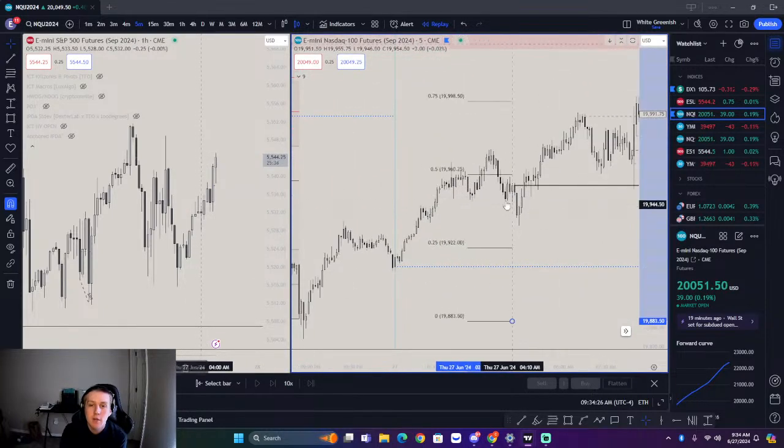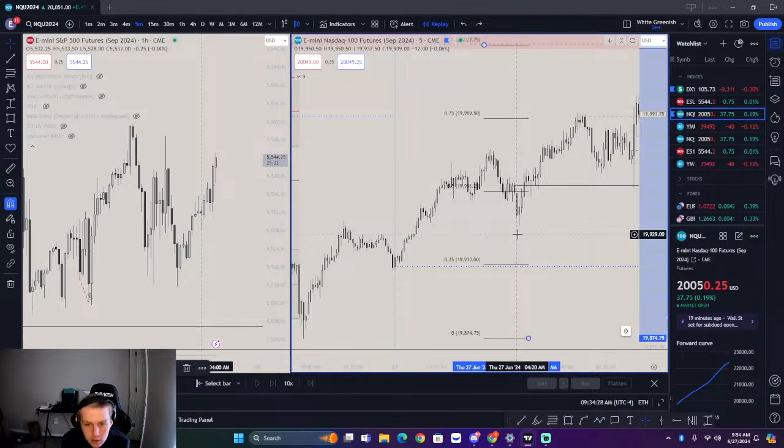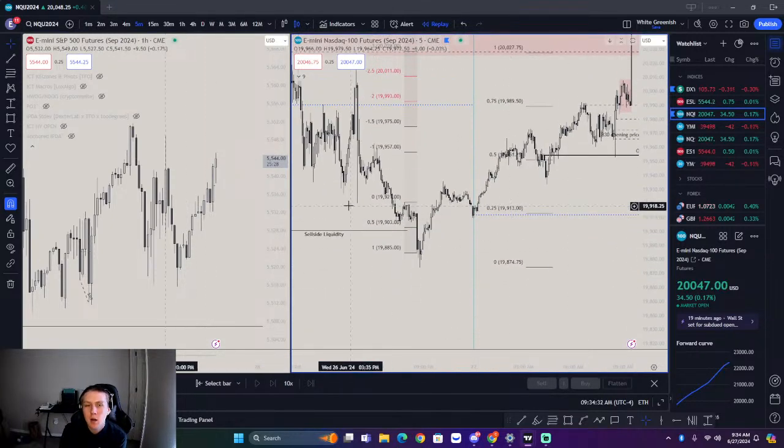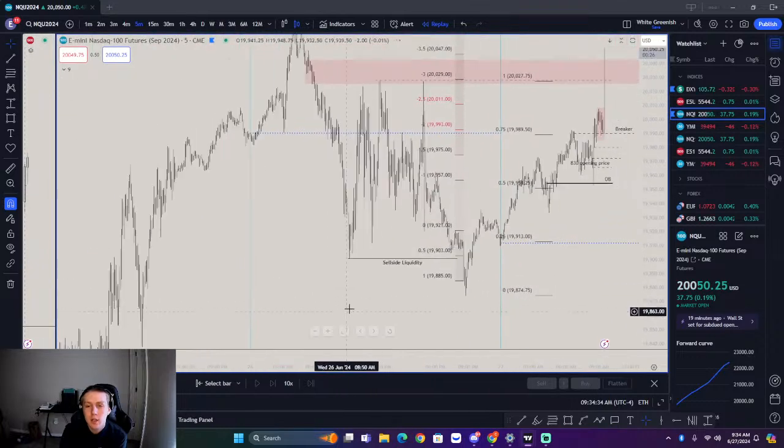What can you expect at 50% of the model? You can expect to see a stop hunt. This is a beautiful one. This is definitely gonna be in my either case study or market review.